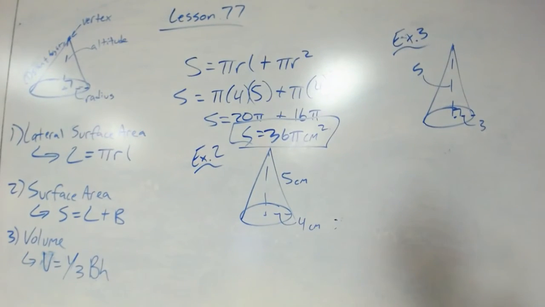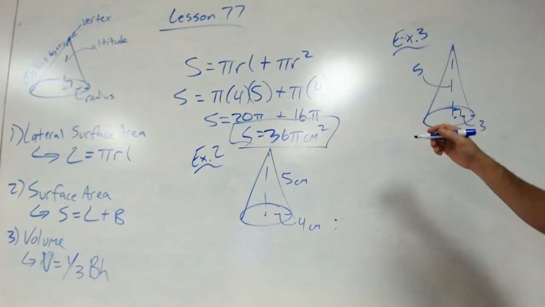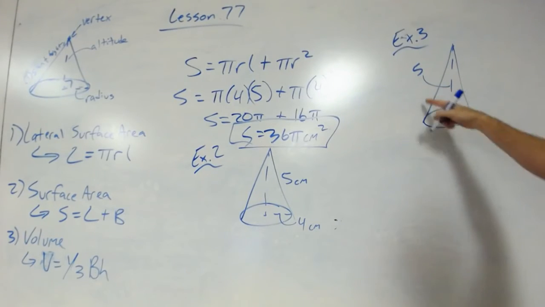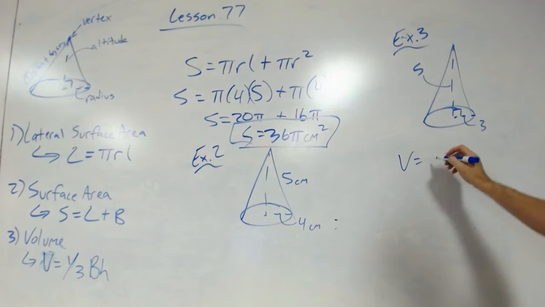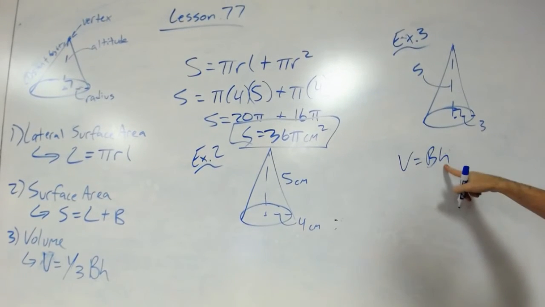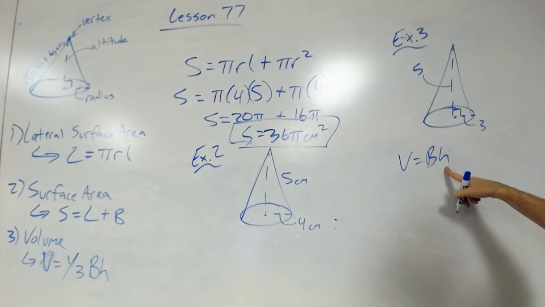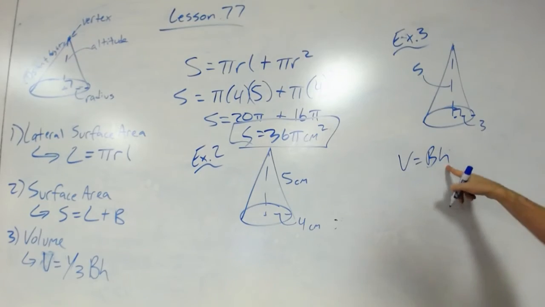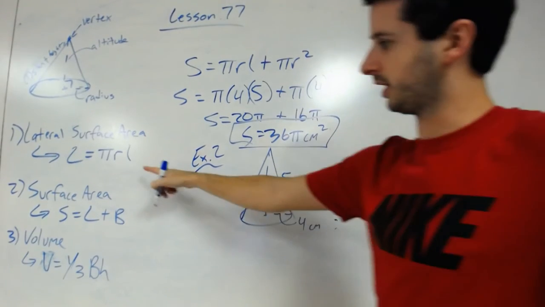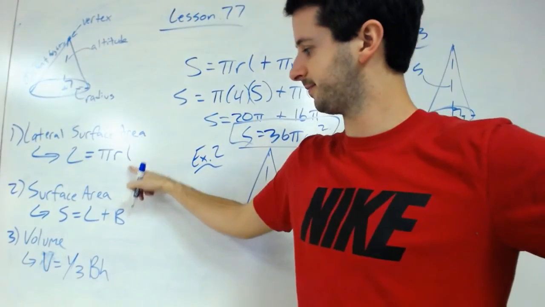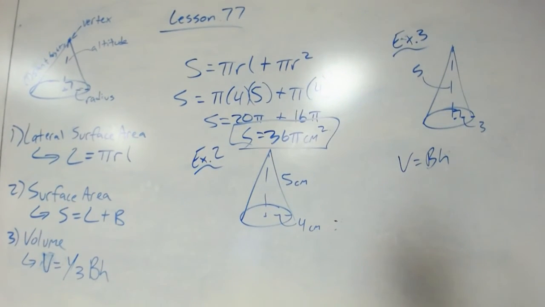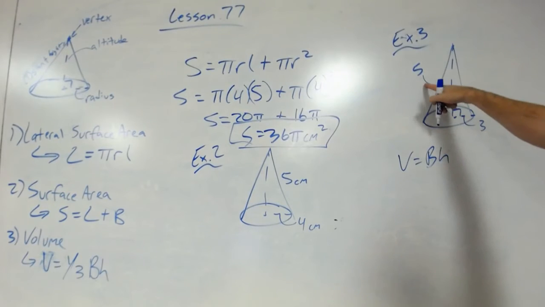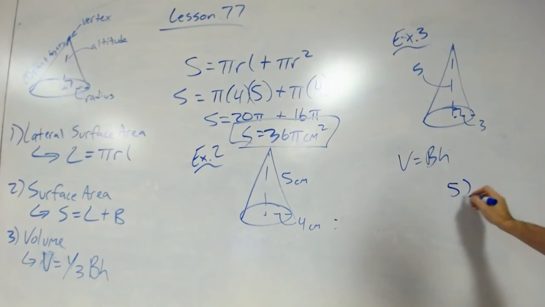And then we plug in. Example 3 wants us to find volume. So we have our formula here. Our height has to be perpendicular. Notice the difference between height and slant height. Surface area and lateral area use slant height. Volume uses actual height or altitude. So our height here is 5, so we plug in 5.